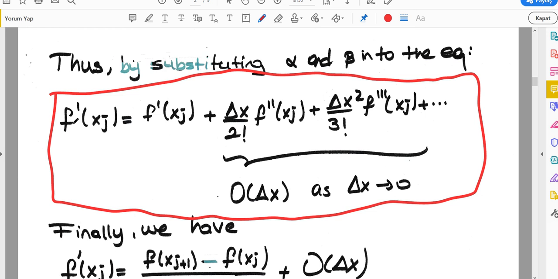Okay? So, guys, now we are trying to understand what does big O mean. So when I'm writing here, f prime is equal to f prime xj plus delta x divided by 2 factorial and divided by 3 factorial, just doing the calculation here. So, okay, this is the thing again in the limit process. We are using in numerical methods all the knowledge in previous calculus 1, calculus 2, differential equations and so on, linear algebra mainly. So you need to understand about this one.